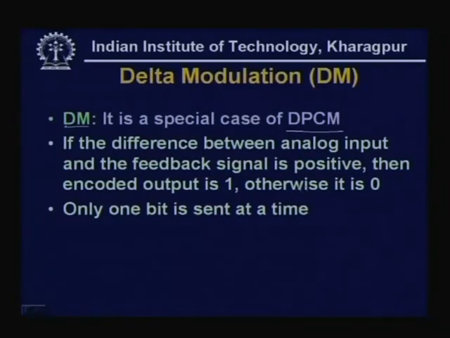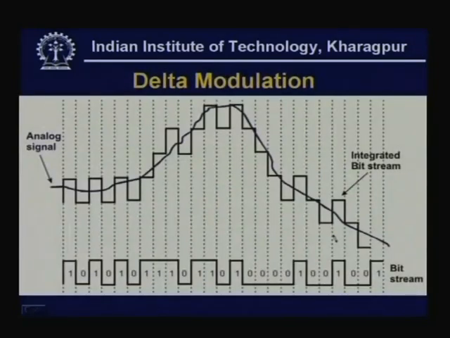So, depending on higher or lower, we are sending output 1 or 0, and we are sending 1 bit at a time. As a consequence, the bandwidth will be much less, as you can see here. So, this is an example of delta modulation.